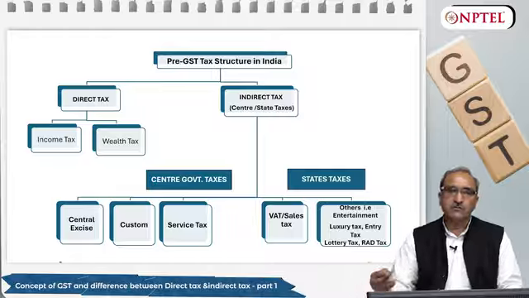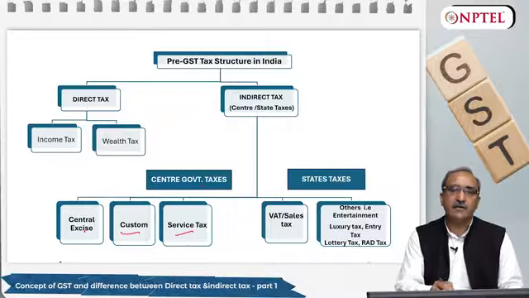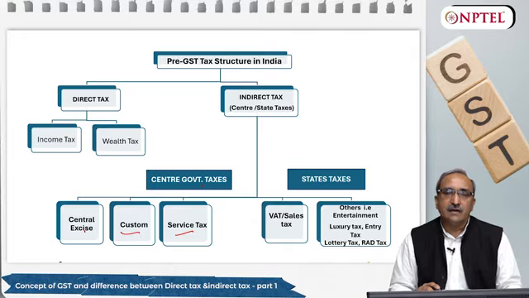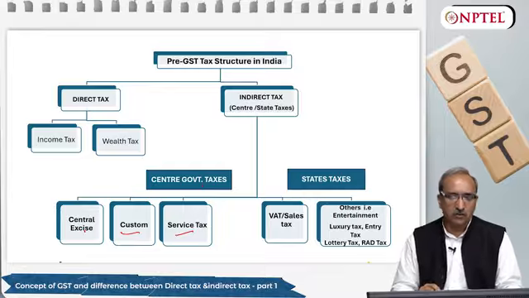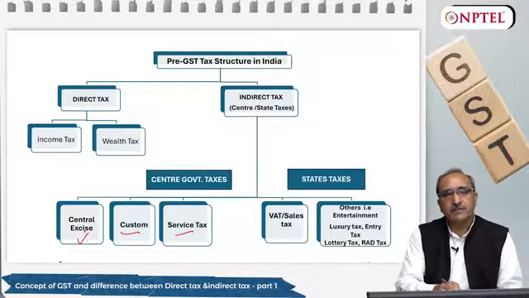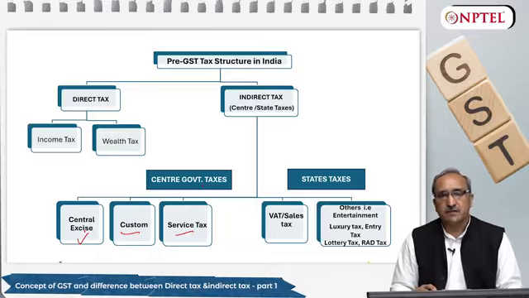When we talk about central government taxes, we have central excise, customs and service tax. All these taxes are monitored by the central government. This is the pre-GST time, before 30th June 2017. At that time, the central government was charging excise duty on production, customs on imports, and service tax on services.